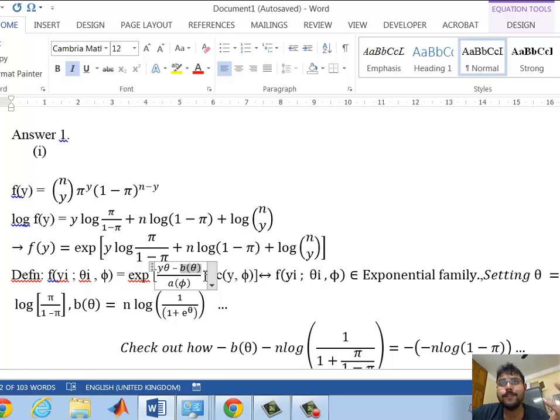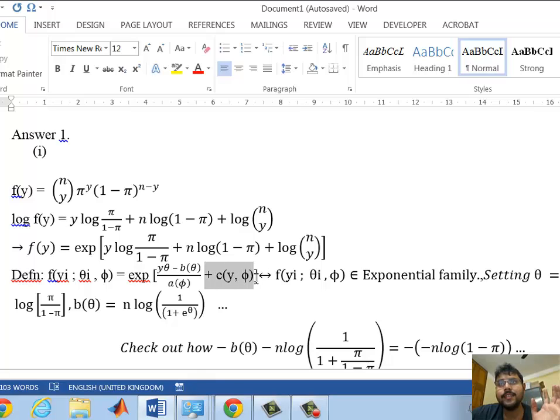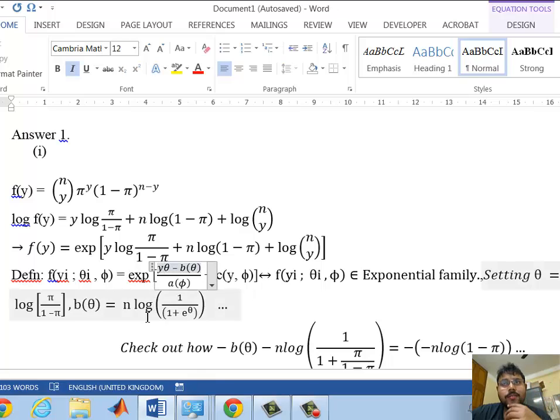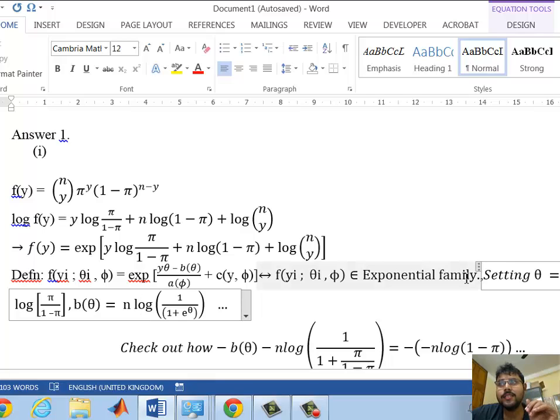minus b of theta. This is optional. Sometimes people include this in s of y and b of theta and leave this out, but you can keep it, plus c of y comma phi. Some people add extra terms, d of y, but that essentially comes here. So this is the version I'm using. It's an acceptable formula for the exponential family.